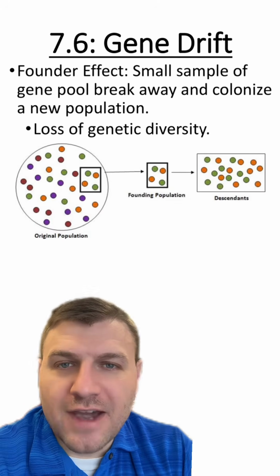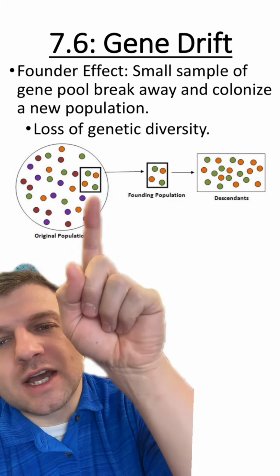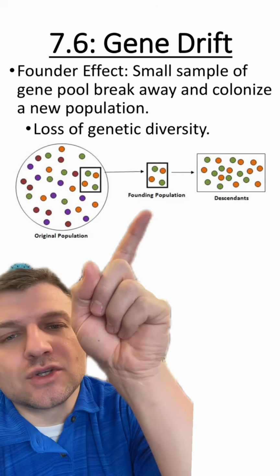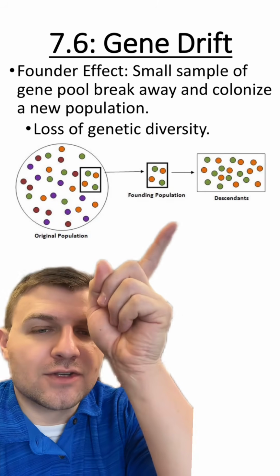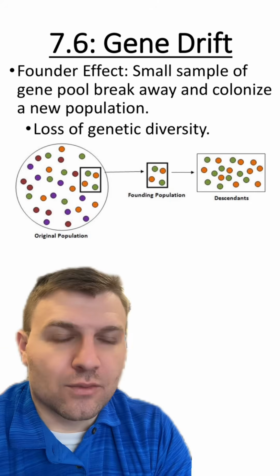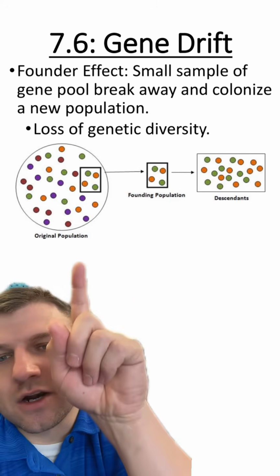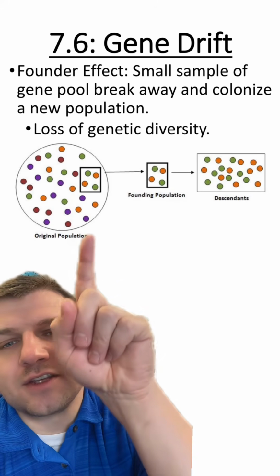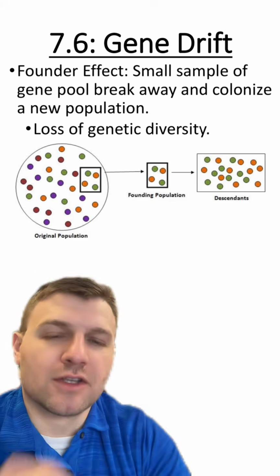Lastly, we have something called the founder effect, and it kind of sounds like what it does. This is where a small portion of a population is going to start a new population in a new area, and those descendants are going to look like the original founders and have a lot less genetic diversity. You can see in our original population, there's a lot more genetic diversity, but only a small portion of the population goes to found a new area.